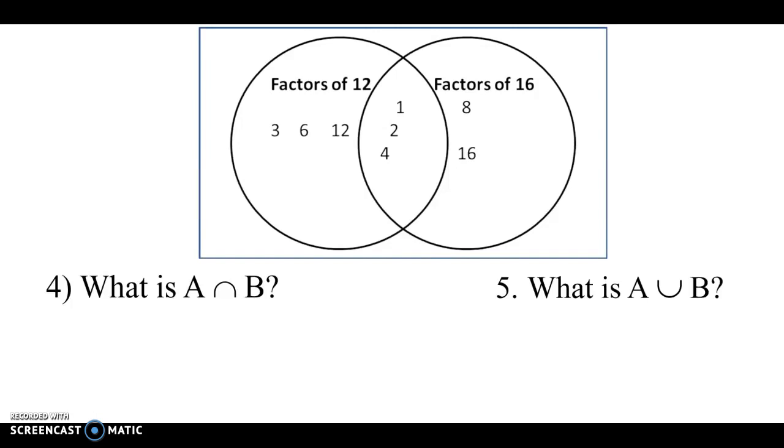Okay, number 4. What's in A and B? What are the numbers that 12 and 16 divide by? 1, 2, 4. And what numbers are in A or they're in B? All of them, right? Every single number in there is divisible by 12 or 16. So I'm not going to do that right now, but you can list all of those out. 1, 2, 4, 3, 6, 12, 8, 16.